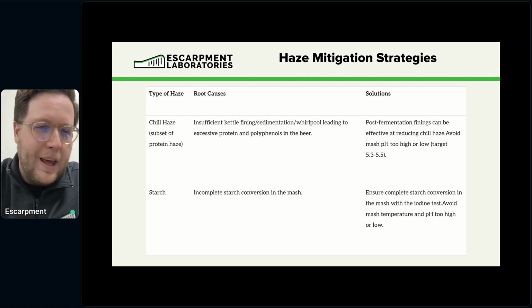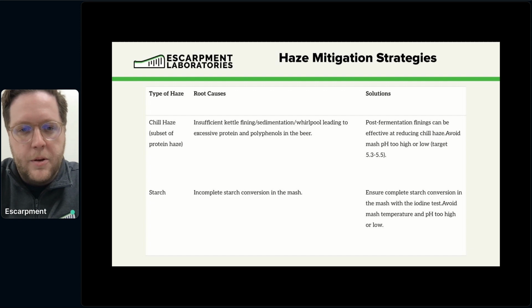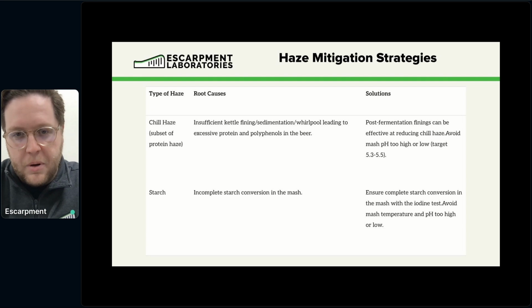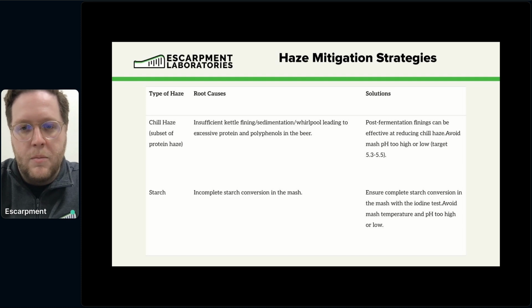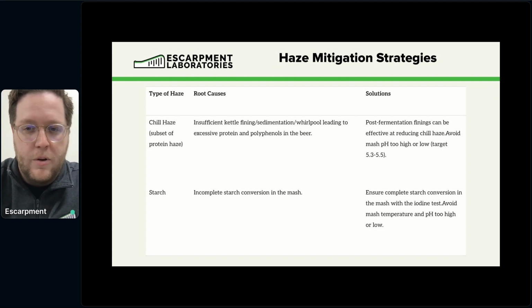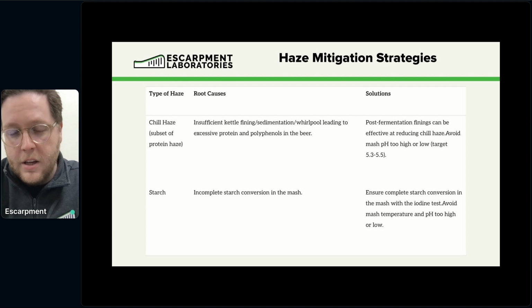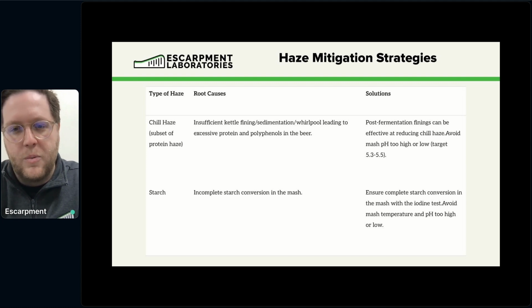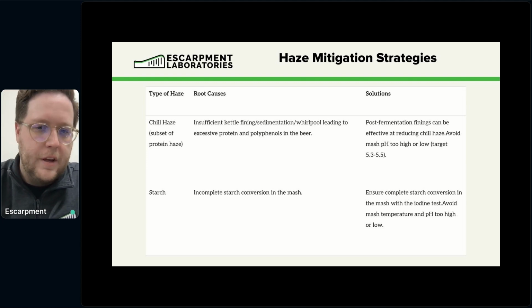So chill haze, which can be a subset of protein haze, but often does also include those polyphenols. Again, that can be a result of insufficient kettle finings or sedimentation. Often it's a result of having too much protein and too much polyphenol in the wort, and it not being precipitated out with the yeast in the fermentation. So time will settle out chill haze, if you have your beer cold for long enough. You will drop it out for the most part, but there are also post-fermentation finings that can be effective as well. So you've got some solutions for chill haze.